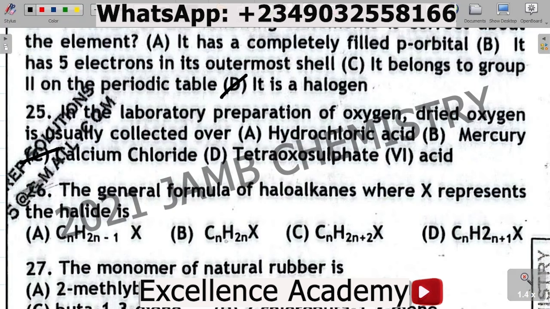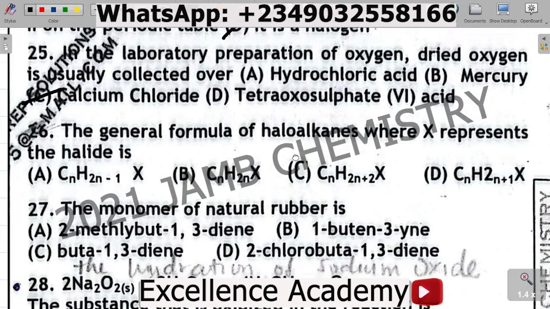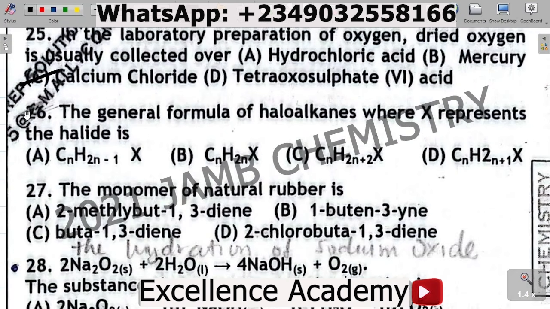And one extra thing is that fused calcium chloride does not react with oxygen under normal conditions. Since it will not react with the oxygen, it becomes a perfect fit to be used to dry oxygen. Okay, next up, question 26.